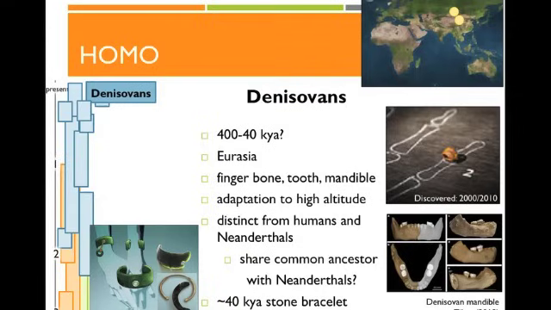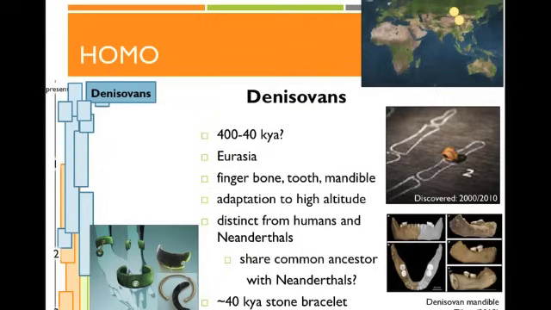So they don't have a solid species name because we don't actually have enough of their skeletal material to assign them a full scientific name. But we call them the Denisovans, and they're estimated to have existed between 400,000 years ago and 40,000 years ago in Eurasia. Based on their DNA, although we know that they're not human and they're not Neanderthal, it appears that they do share a common ancestor with Neanderthals.